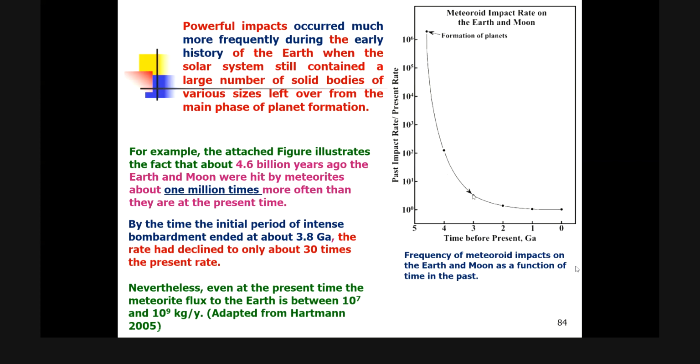Up to about this period, between 3.8 and 3 billion years back, gradually there was a decline and finally there was an exponential decrease. But the timeline is also huge over there. Here we are talking about 4.5 billion years back and the present times. So nonetheless, even in the present times, the meteor flux to the Earth is between 10 to the power 7 to 10 to the power 9 kilograms per year, right?